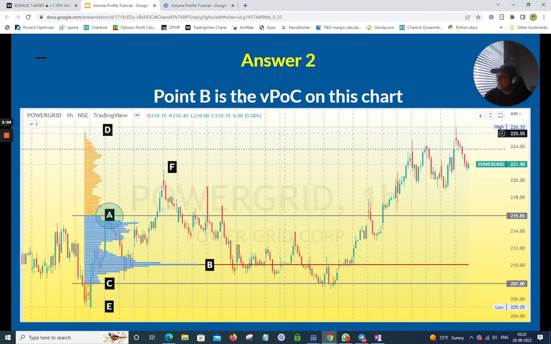Point B is the well, there's a highlight which is not the right answer. It's going to confuse you if you have chosen A. The right answer is point B, because point B is the point of control. So point B is what you should be answering. Point B is the point of control, and that should have been your answer.